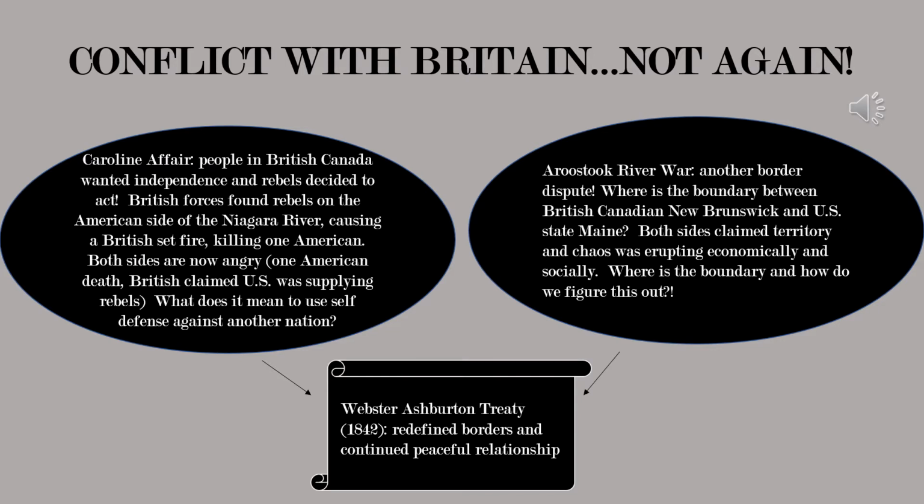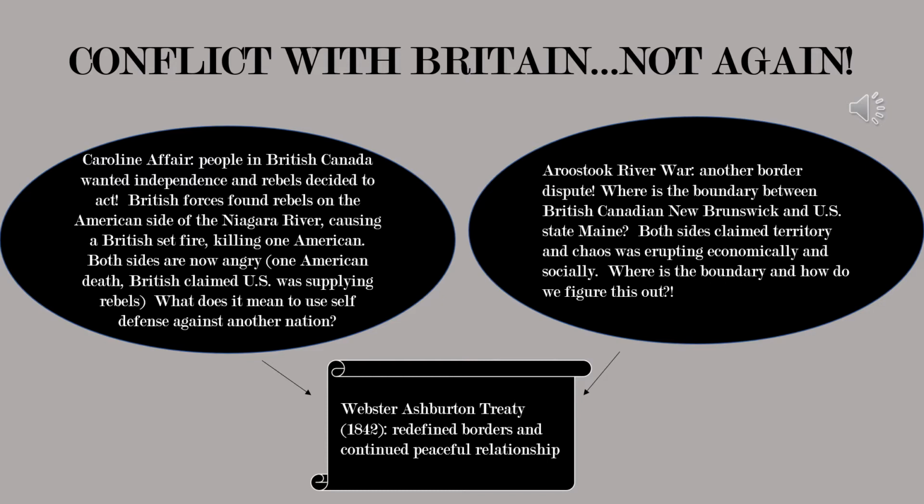During Martin Van Buren's presidency, he's going to have to deal with conflict between the United States and Britain. And ultimately, this conflict is going to end up with the signing of the Webster-Ashburton Treaty in 1842 that's going to maintain this alliance and this friendship between these two nations. But before this treaty comes about, he has a lot to deal with. So he has the Caroline Affair and the Aroostook River War.